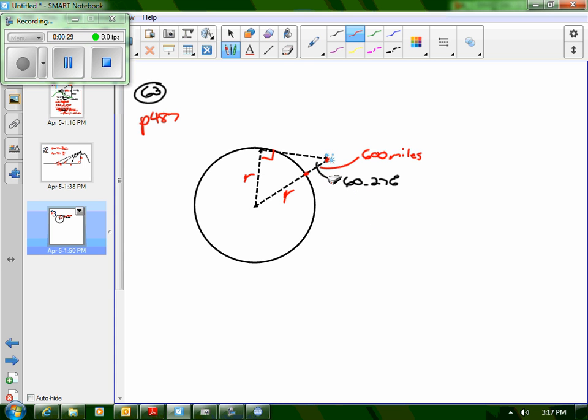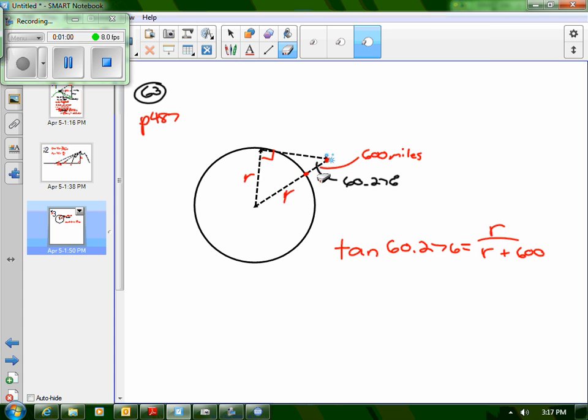We also were given that this angle here is 60.276 degrees. So I'm going to relate these two sides. I'm going to use a tangent ratio here. So that the tangent of 60.276 is going to equal the opposite side, which is r, the radius of the Earth, over this distance here, r plus 600.